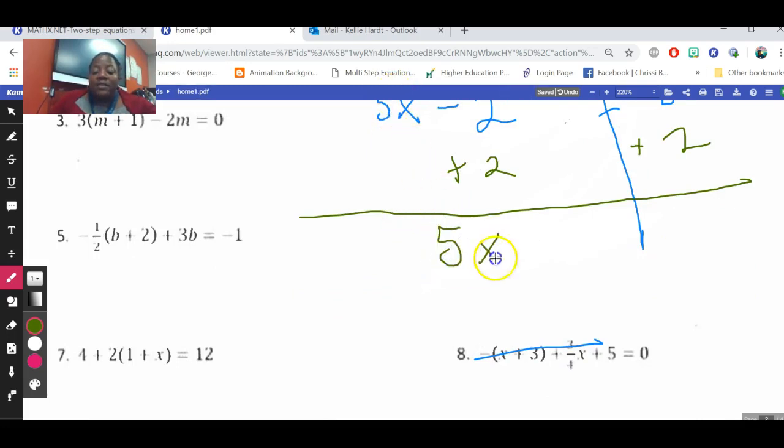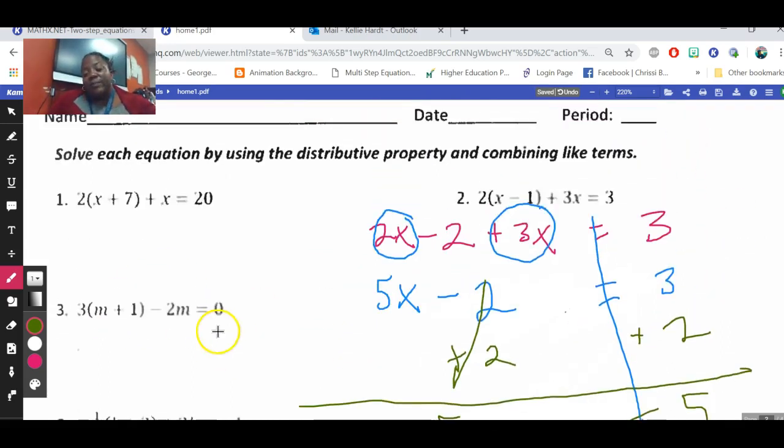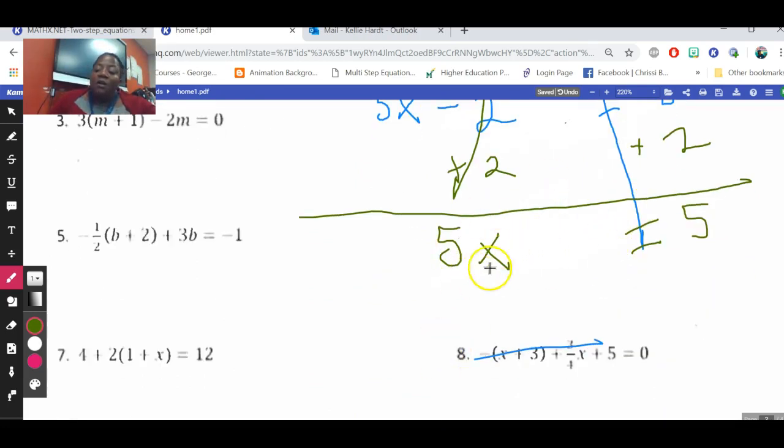So I have 5x. This canceled out, equals 5. Cool, right? Okay, 5 is still not by itself, so I will divide. Remember, anytime you have a number right next to a letter, it means multiply. So you've got to do the opposite of what we see. I'll divide by 5 on this side, divide by 5 on this side, right?